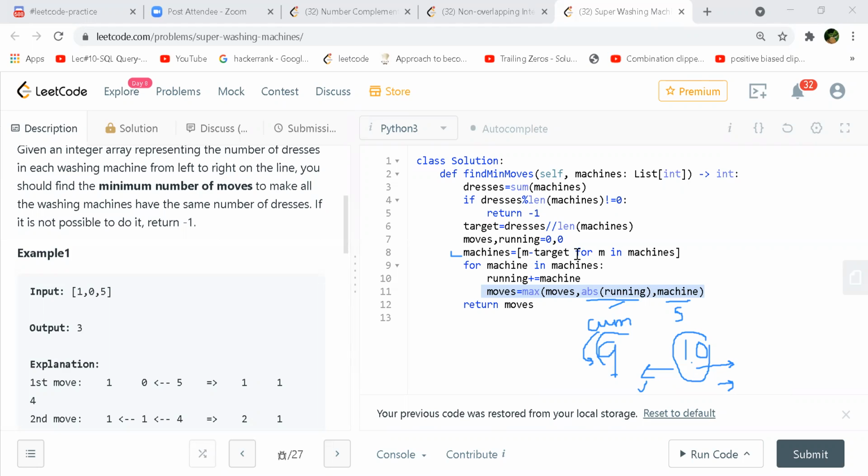Either we do the cumulative sum from left to right like this, and also from right to left, both sides, and then that will be easier. But in this case, they are doing both of them together, so we don't have to. If we have to find out the other side, we have to do the cumulative or running sum on both sides.